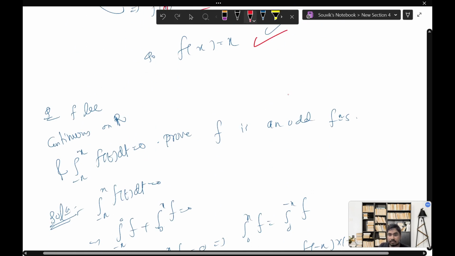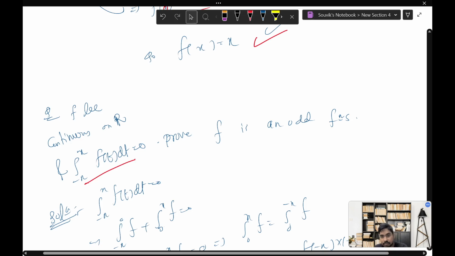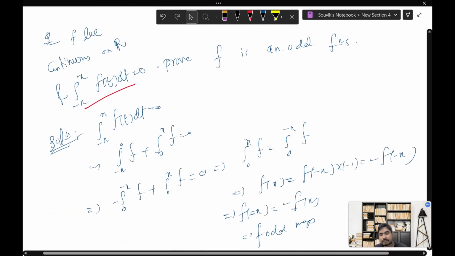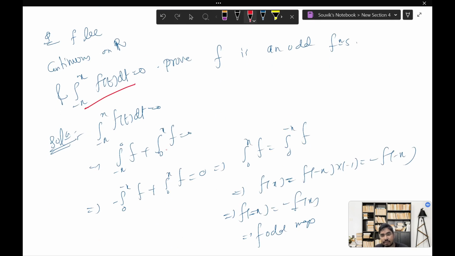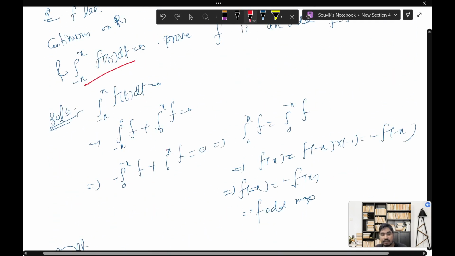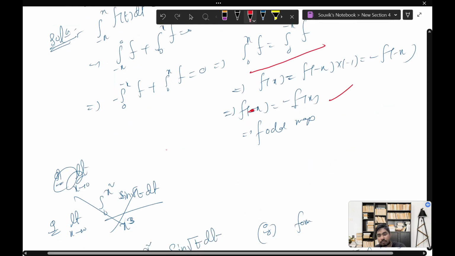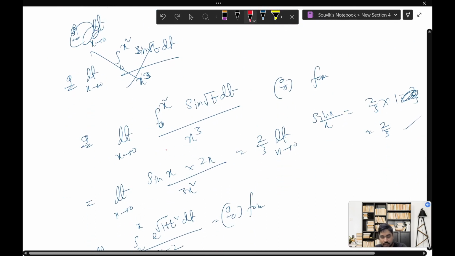And then we have shown that the function satisfies this property, the integral from minus x to x of f dt equal to 0. Using the same technique, we finally showed that this is equal to the integral from 0 to x of f minus the integral from 0 to minus x, and we get the minus. So f is an odd function. Then we calculated some limits.